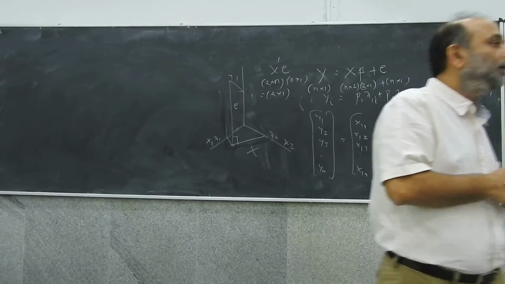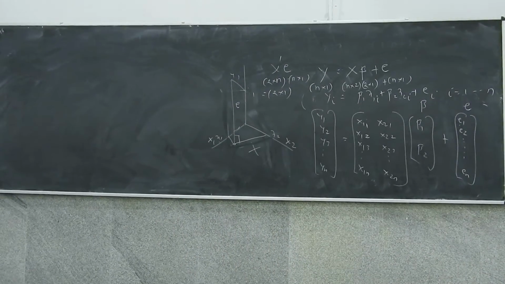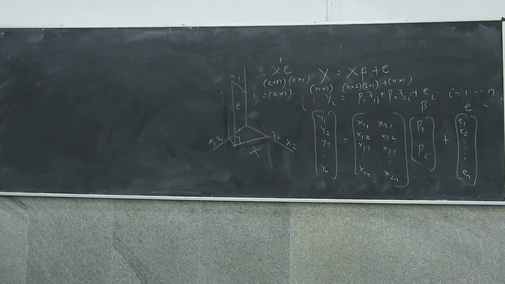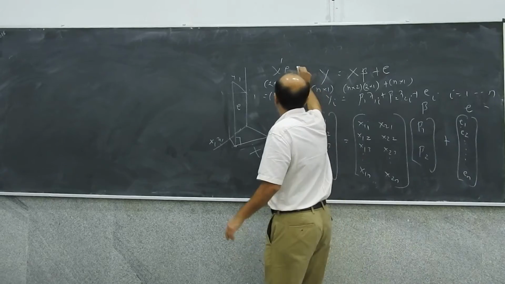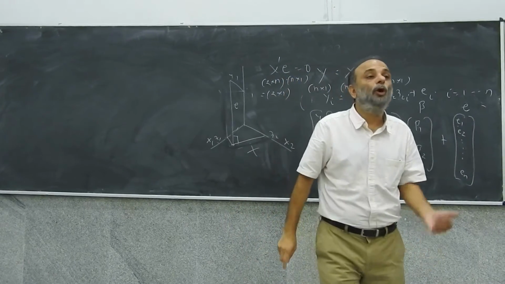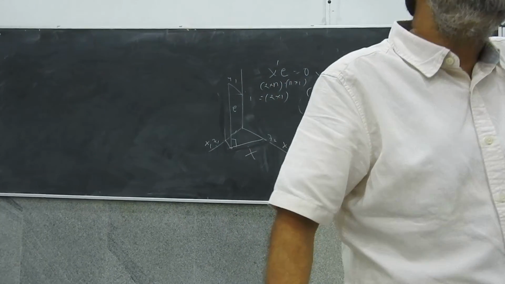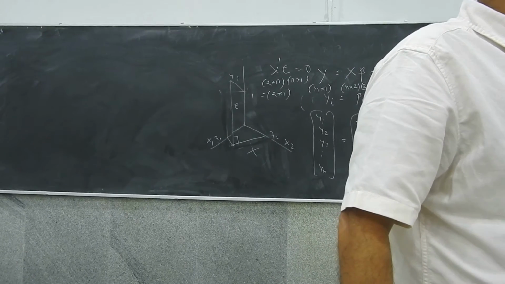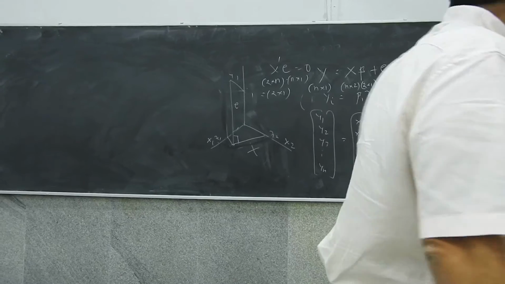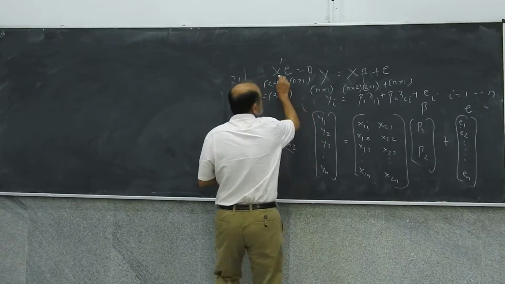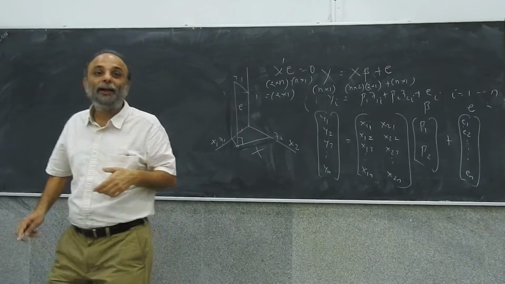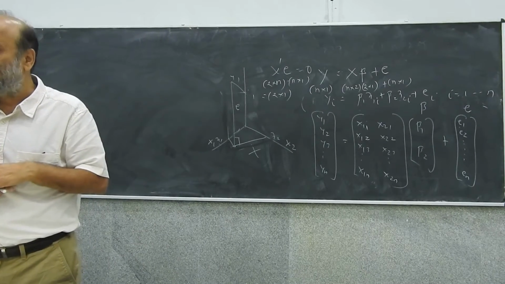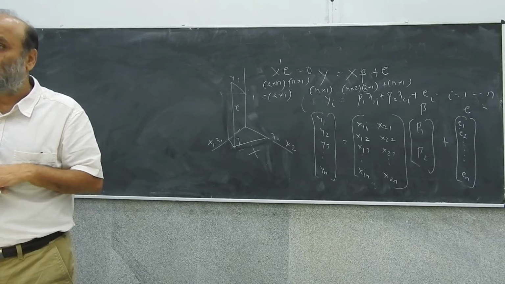X dot E, right? Why is it important for X dot E to be 2 cross 1? And of course you must set this equal to 0. Why is it important for it to be 2 cross 1? Because the beta matrix is a 2 cross 1 matrix. We are trying to find the beta matrix, which is 2 cross 1. So there has to be enough information in this matrix to be able to make it 2 cross 1. Right?